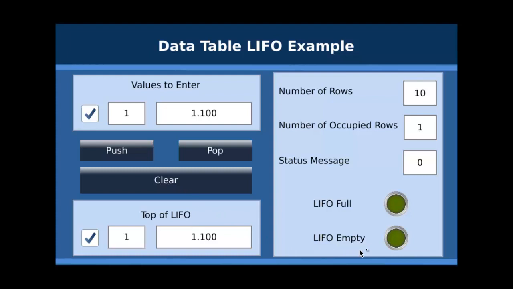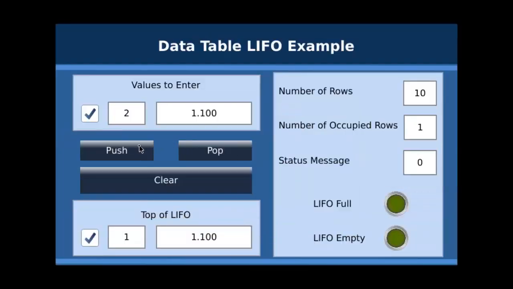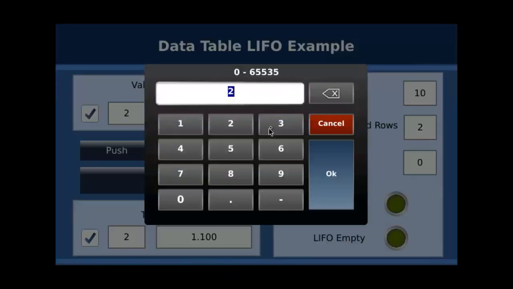We can see now that the LIFO empty bit has turned off. The number of occupied rows has incremented to 1. And the top of the LIFO, which is constantly running, shows the information we just entered. We can then do this for a couple more rows, changing the values as we perform the push function. This next row, we can change this value to 2, and perform the push operation again. We can now see that the number of occupied rows is incremented to 2, and the top of the LIFO is now displaying the most recent information that we just entered. We can do this for the remainder of the rows.